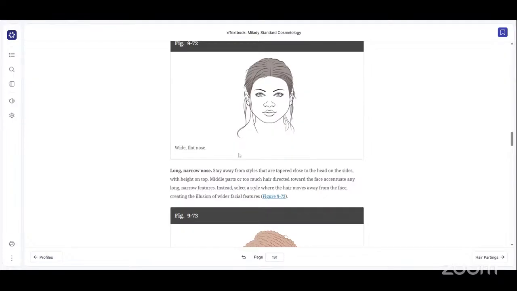All right. So it's telling you no middle parts. Also, it's telling you do not bring the hair towards the face. It covers up the forehead and the eyes, but you'll be able to see the nose. So they want you to pull it back. And the style is to select a style where the hair moves away from the face. So you want something that is up in a pony, something that's pulled back, things of that nature.